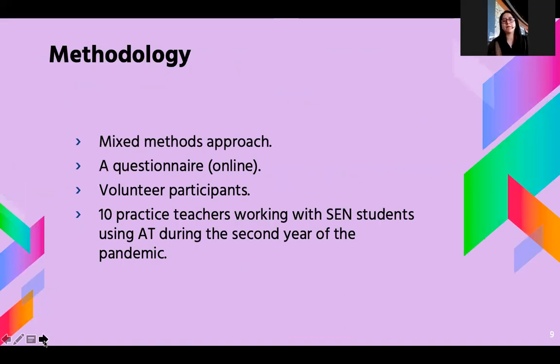Talking about the methodology, this study used a mixed method approach. We also used an online questionnaire, and there were 10 participants who were volunteers. Those practitioners, by the time of the study, were working with some students during the second year of the pandemic, and when they were doing their practicum, they used assistive technology in their practices.